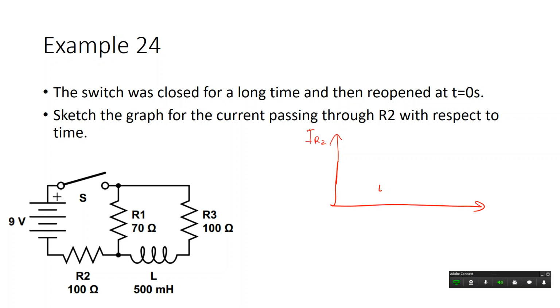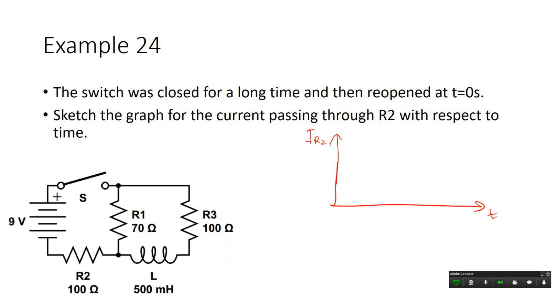When the switch is open, where is my current coming from? Is my voltage source involved? My battery is not involved, right? I've turned off the switch of my battery. So what's going to happen to the current, and where is the current going to come from, first of all?